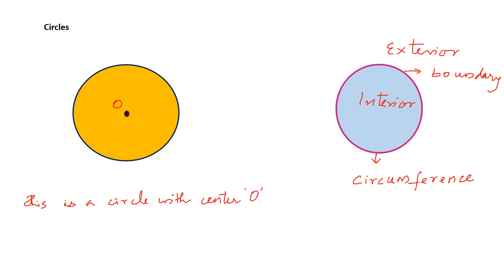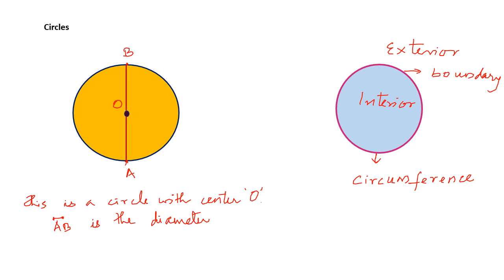Now, I have taken 2 points on the circle. This is my point A and this is my point B. Now, these 2 points are joined along the center. What do we call it? You know it already, AB is the diameter of the circle.